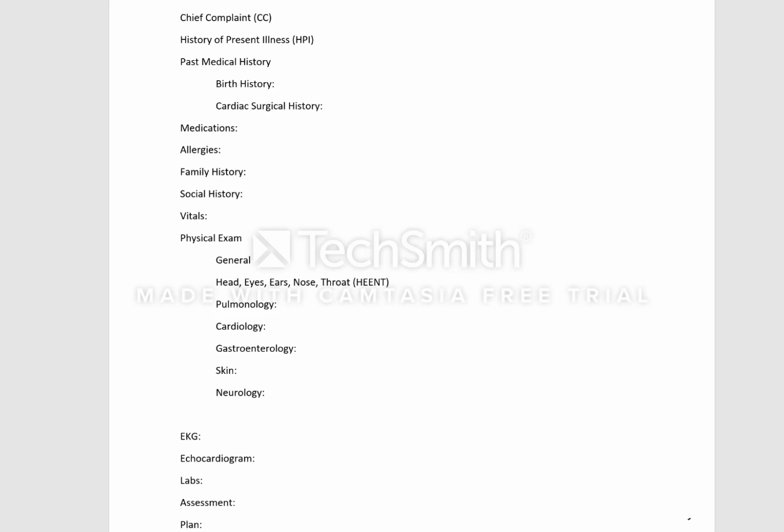The next thing is the HPI. In the HPI, the history of present illness, we're talking about the description of the main problem that the patient is coming to you for. So they might have an extensive past medical history, but they might be coming to you for a specific problem. So in this case, it might be chest pain.